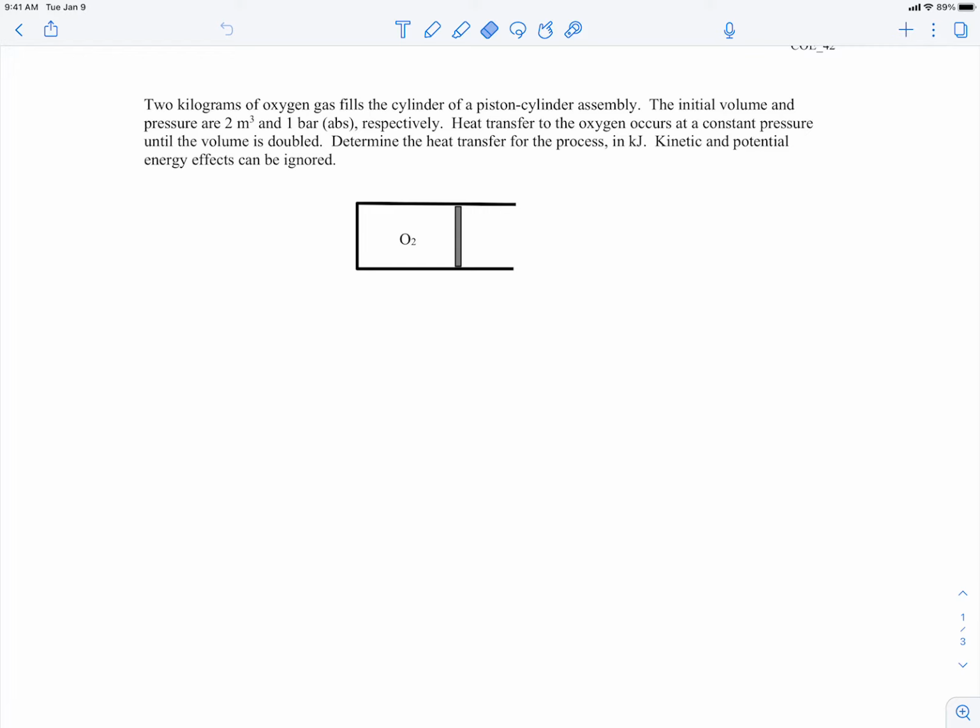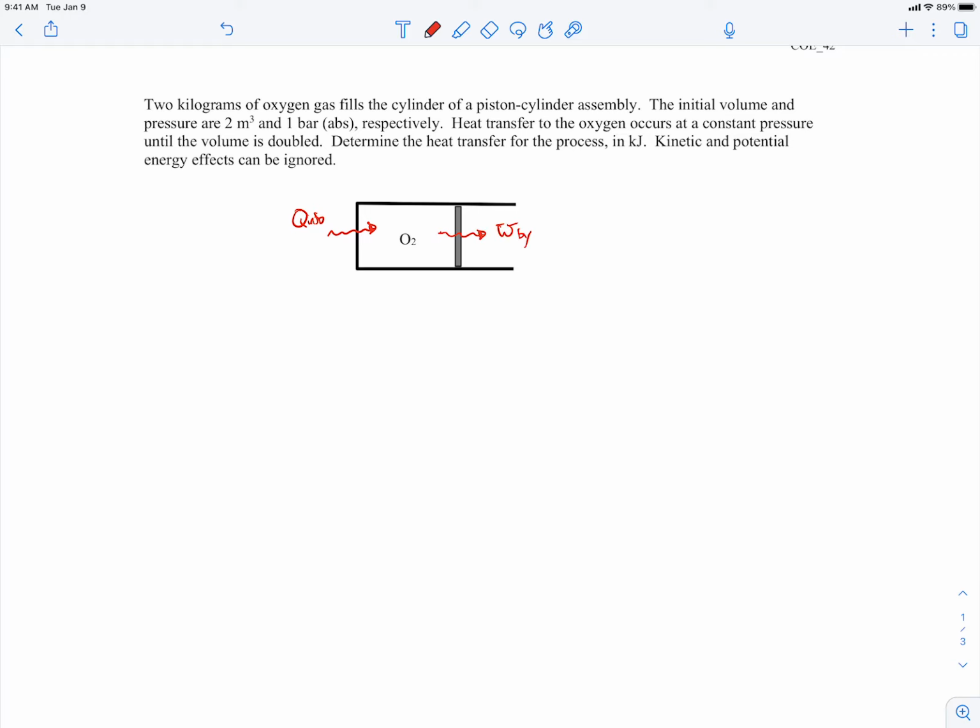Here we have 2 kilograms of oxygen filling a cylinder of a piston cylinder assembly, so it's shown right here. The initial volume and pressure are given, and there's heat transfer to the oxygen occurring at a constant temperature until the volume is doubled. So we have some heat transfer coming in, and the volume doubles, so there's some work being done on the surroundings.